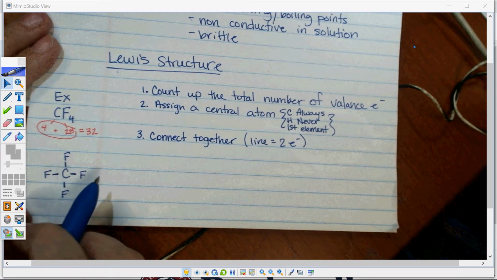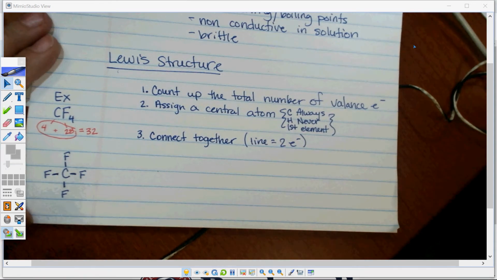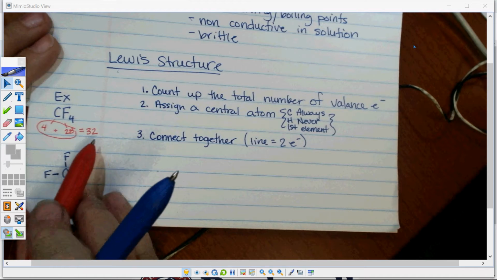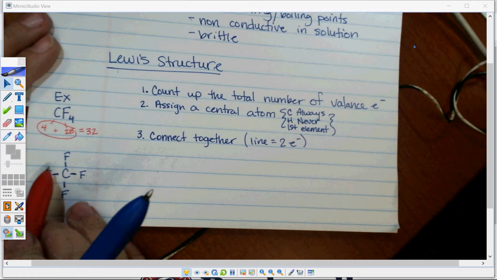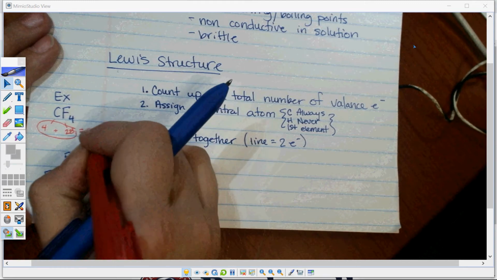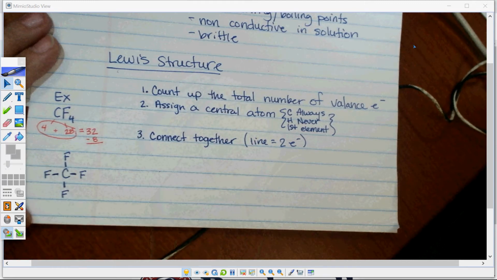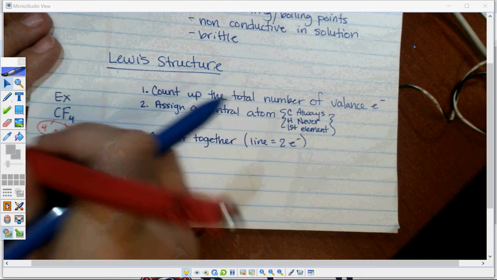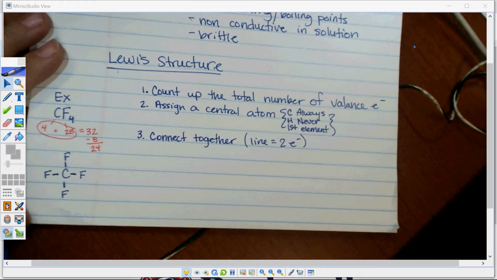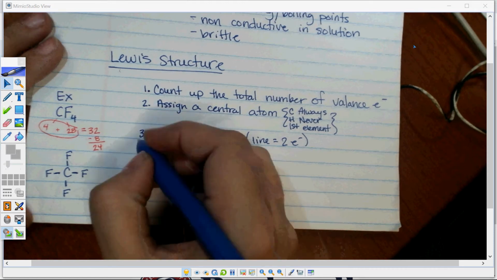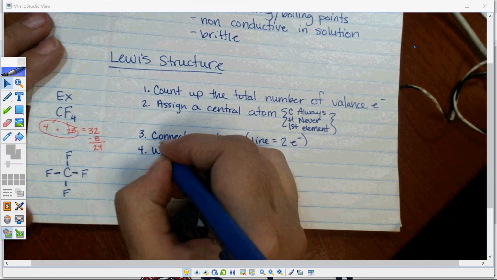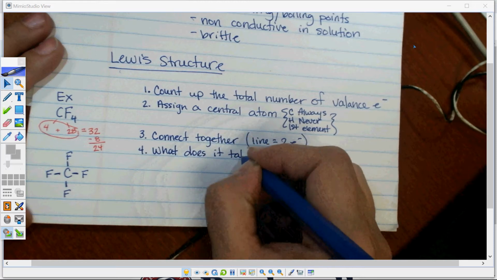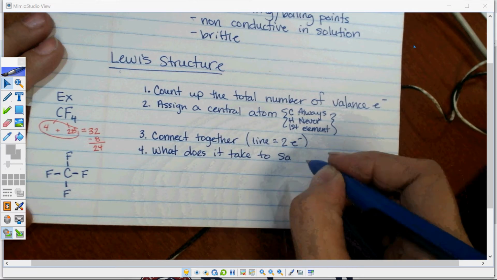So in making these connections, I've used up 8 electrons of my original 32. So I've used 8 electrons just in connecting it together because I have to connect it together. So I'm going to subtract that away from my original count. So 32 minus 8 leaves me with 24. So now I'm going to take an evaluation of what it takes to satisfy octets.